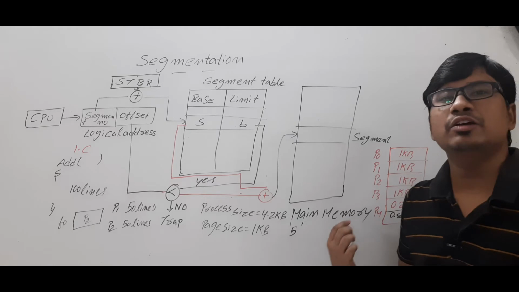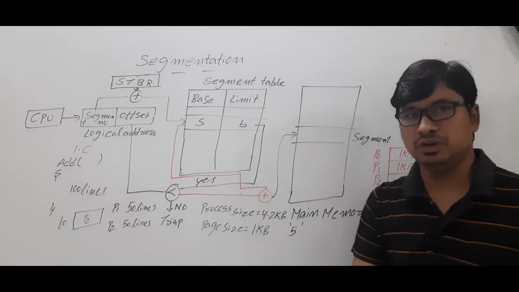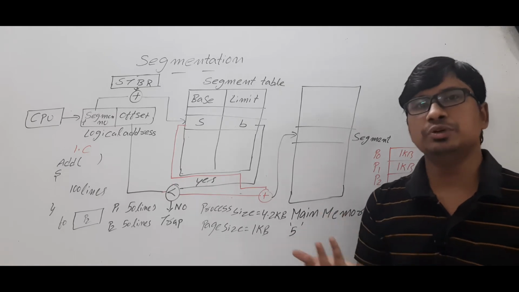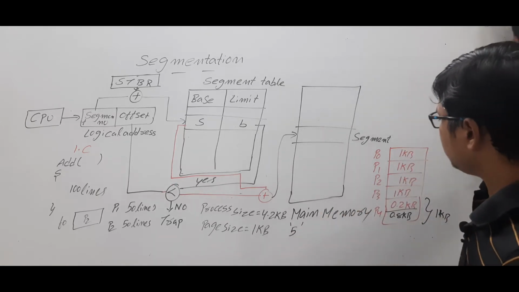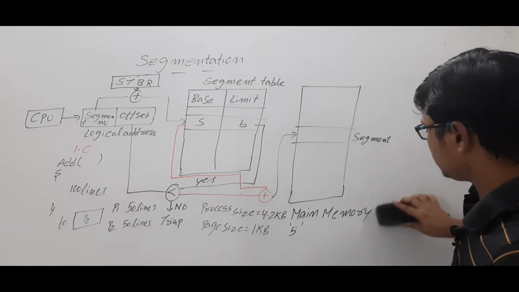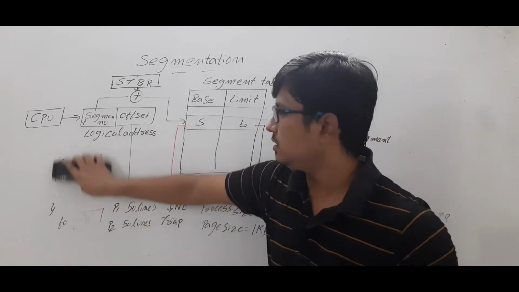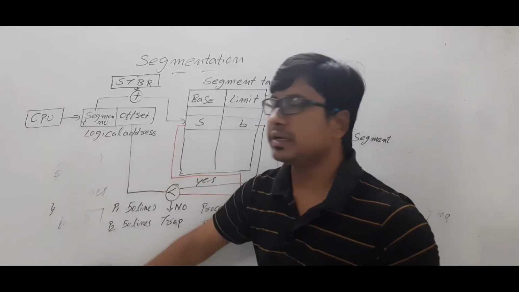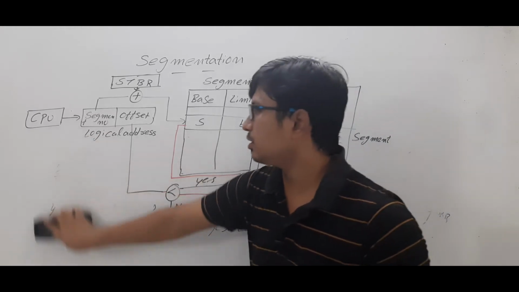So this one we will call internal fragmentation. Even if the page size is equal to the frame size, there is a possibility of internal fragmentation in paging. Is it clear? To overcome this problem, the developers have introduced the concept called segmentation. In segmentation, the process and main memory are logically divided into segments. Are you able to understand?